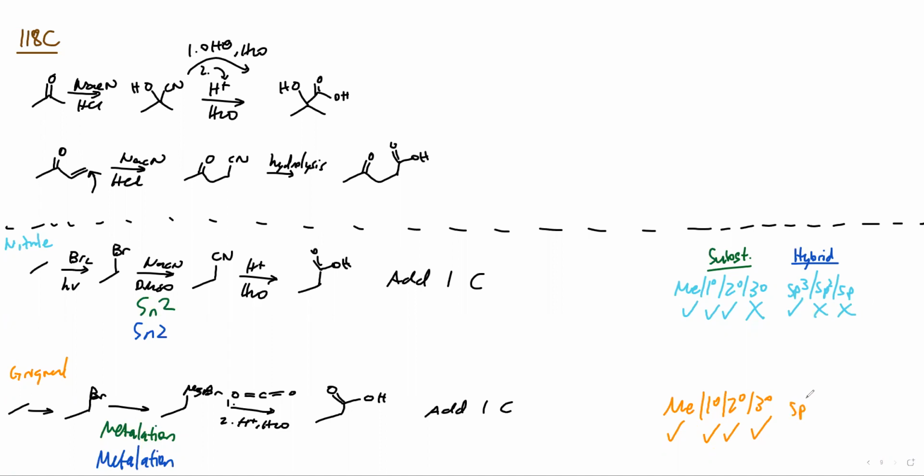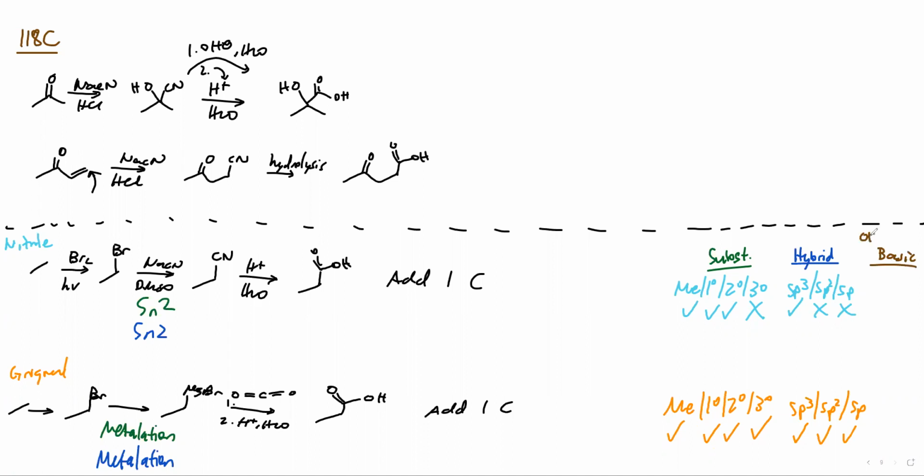On the other hand, if I have a metallation reaction, metals don't care what the hybridization is. They'll work on any of these. And so this might be another token in the Grignard bank. And you might be thinking at this point, oh my God, Grignard looks so good. Why would I ever use nitrile? There is one instance where nitrile will be better.